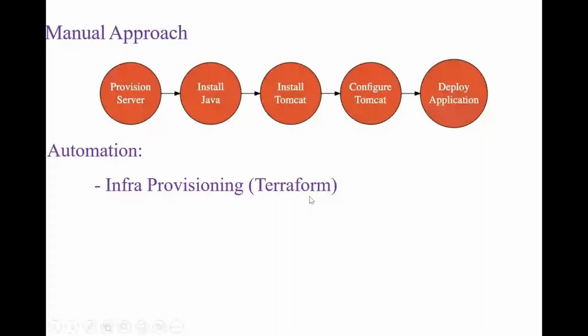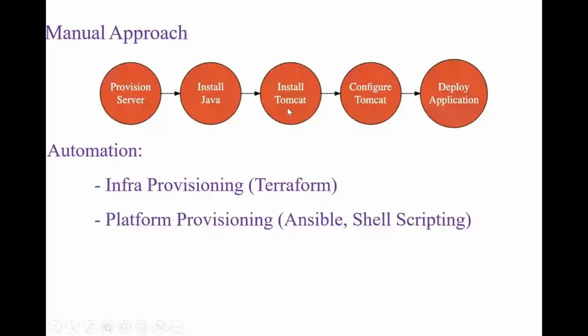Next, platform provisioning: installing Java, installing Tomcat and configuring Tomcat. How do you automate these things? This is the platform. Once the server is ready, we need to set up all the tools required for that application. This is platform provisioning, and we are going to learn how to automate it with Ansible and shell scripting approaches.